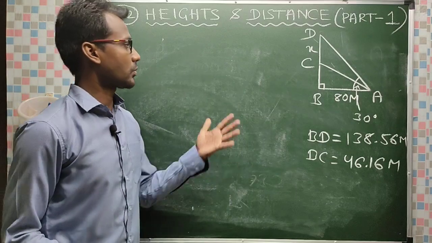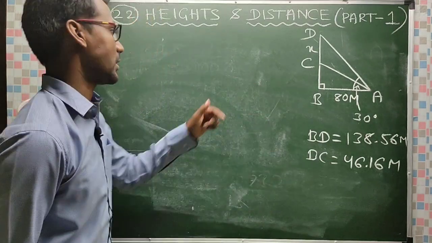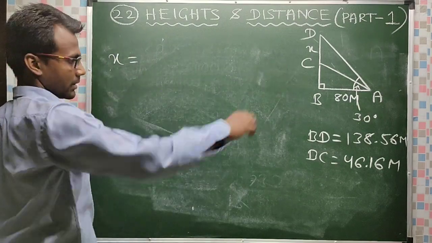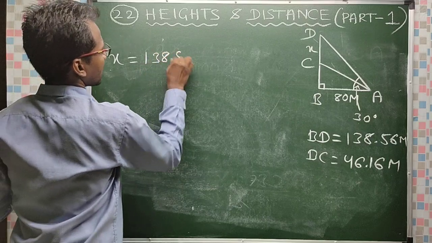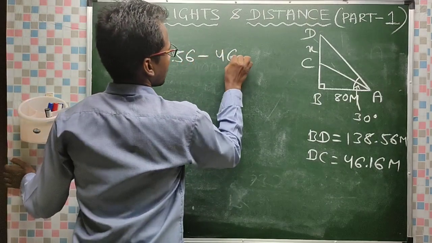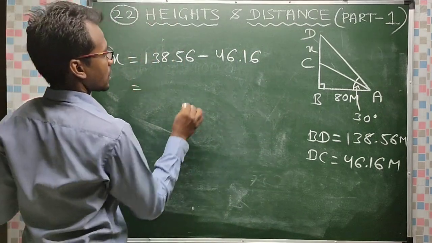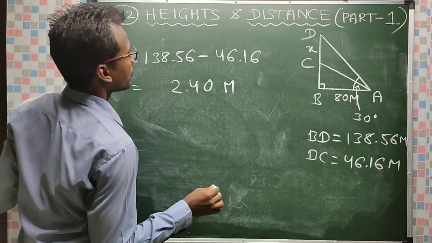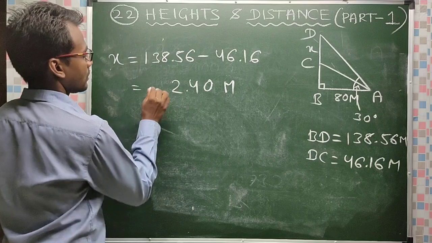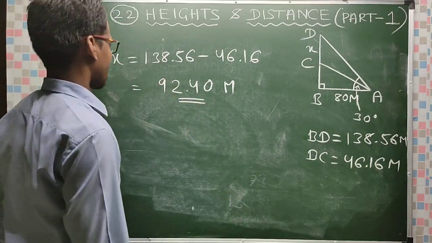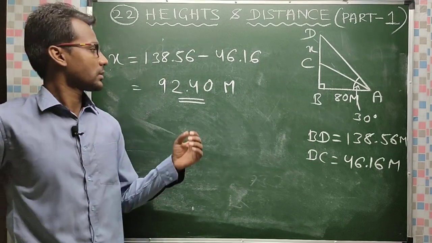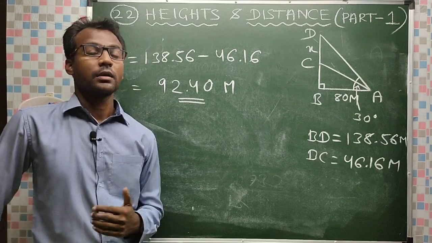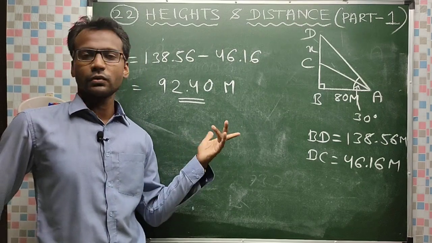Okay. We have got BD, we have got BC. So easily we can find X or CD. Okay. So X is equal to BD minus BC from the diagram. Means 138.56 minus 46.16, which is equal to 92.40 meters. Okay, that means you have to raise the height of the tower by 92.40 meters so that the angle of elevation changes from 30 degree to 60 degree. Okay.